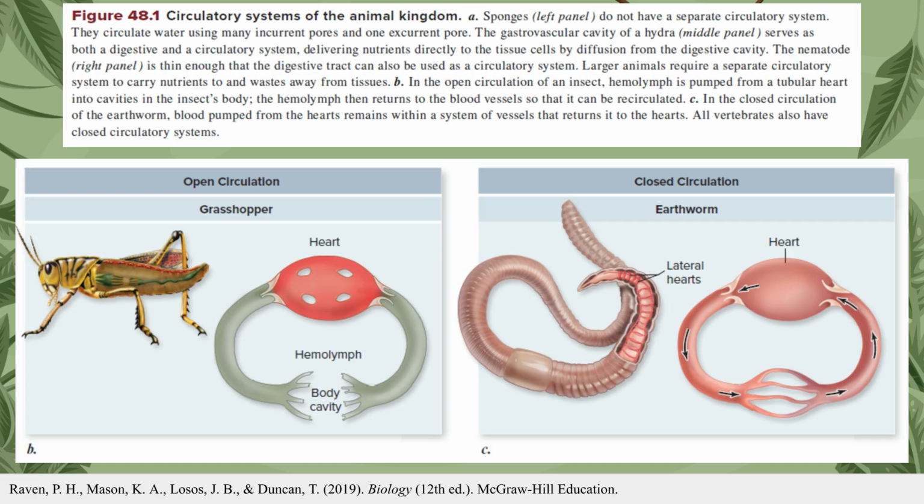In a closed circulatory system, blood remains confined within blood vessels. This system is found in annelids, such as earthworms, and all vertebrates. Closed systems allow higher pressure, faster circulation, and more efficient delivery of oxygen and nutrients.